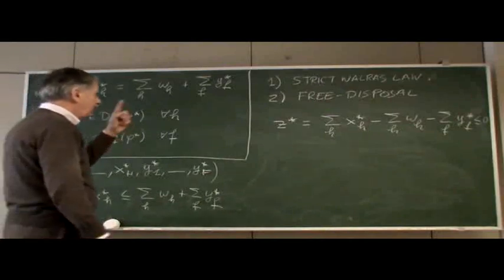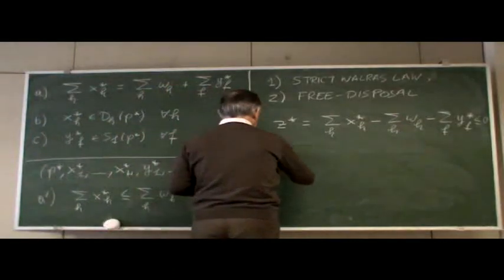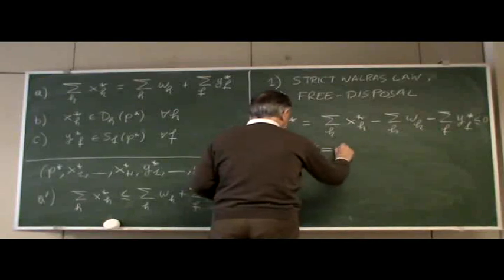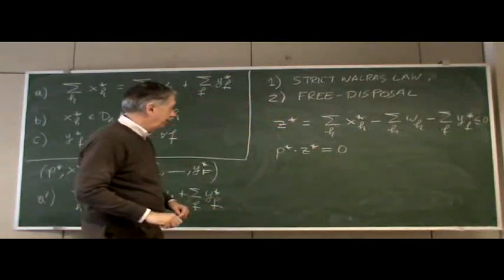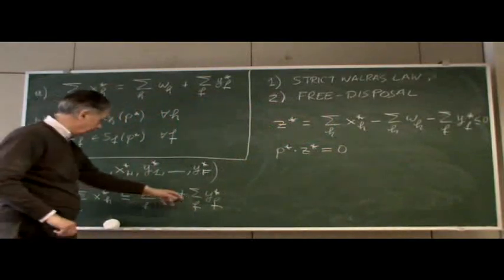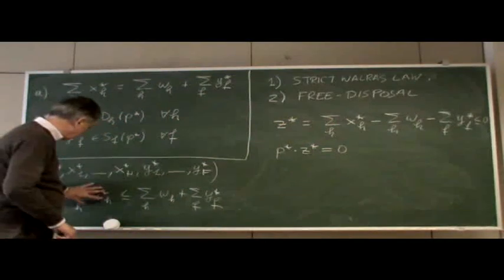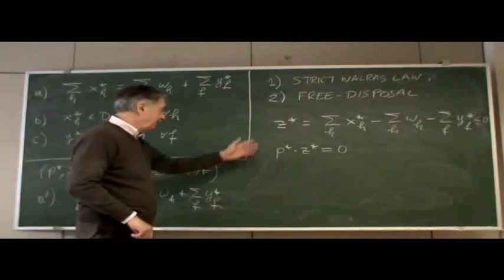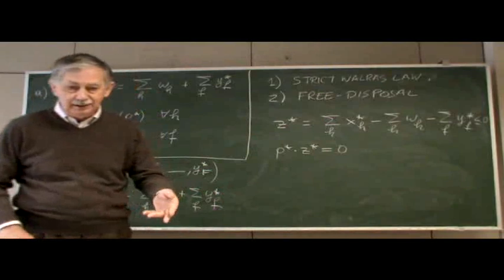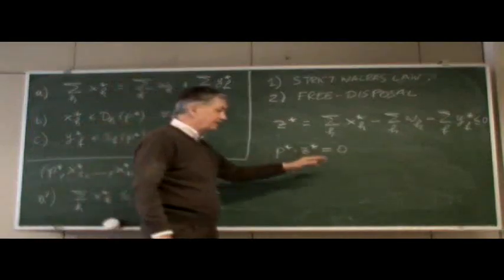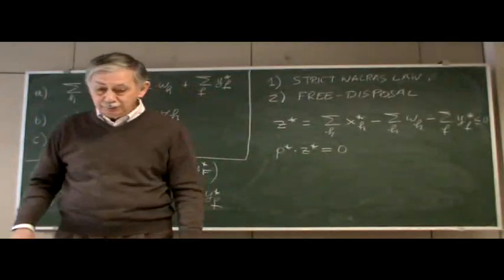Moreover, by strict Walras' law, this vector has a null value. I repeat, Z star is a non-positive vector by A prime. It is nothing but the difference between the left-hand member and the right-hand member. And since it is an excess demand vector, by strict Walras' law, it has a null value.